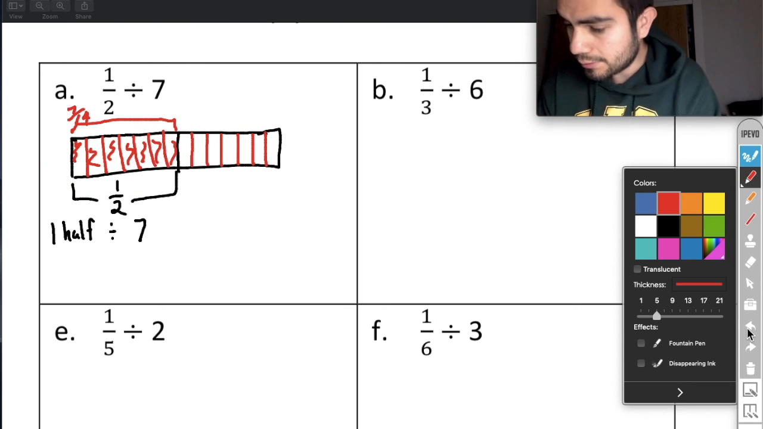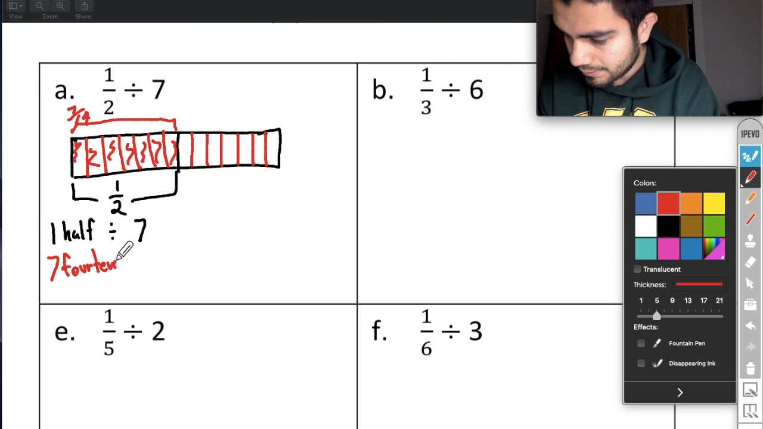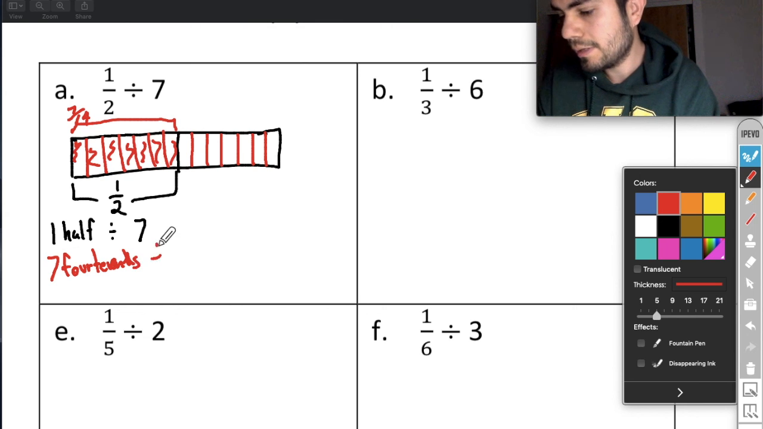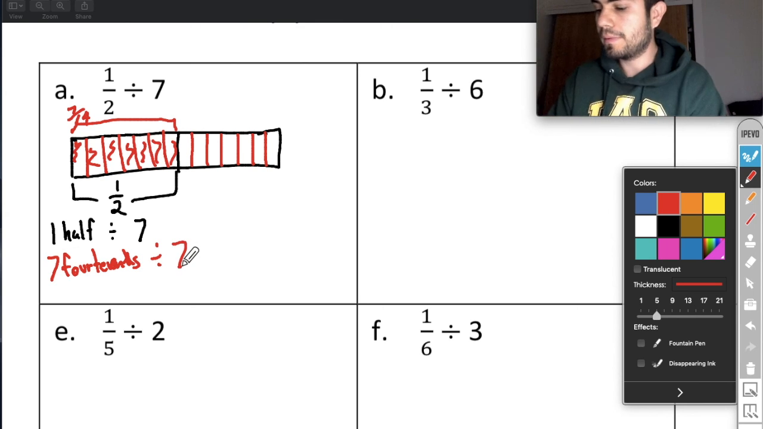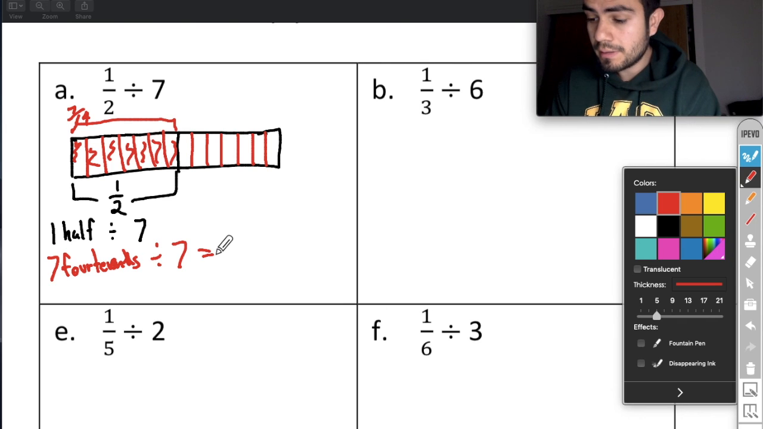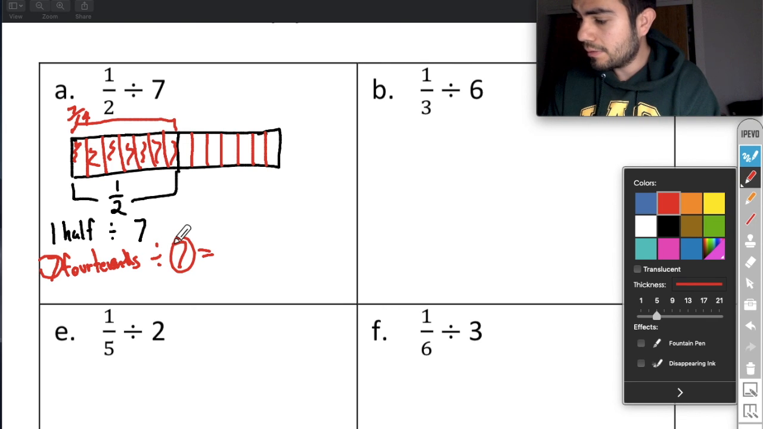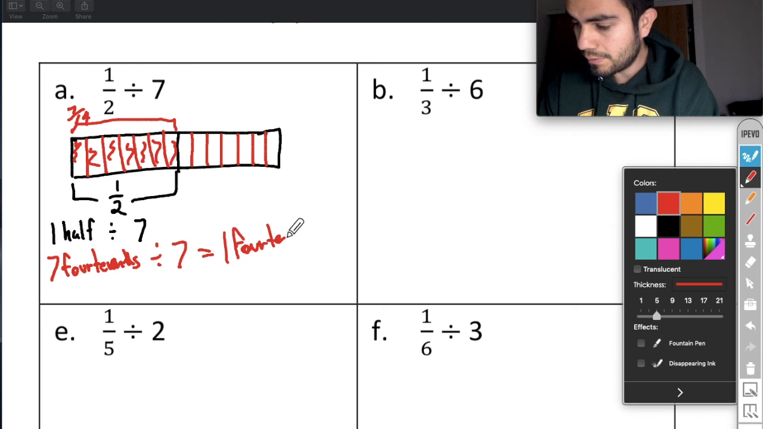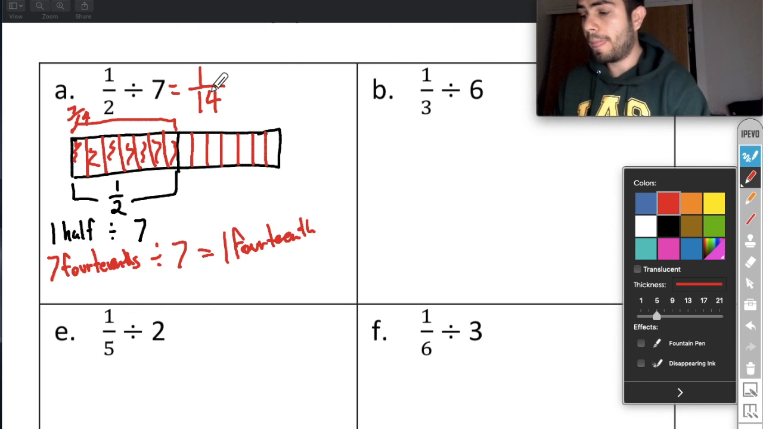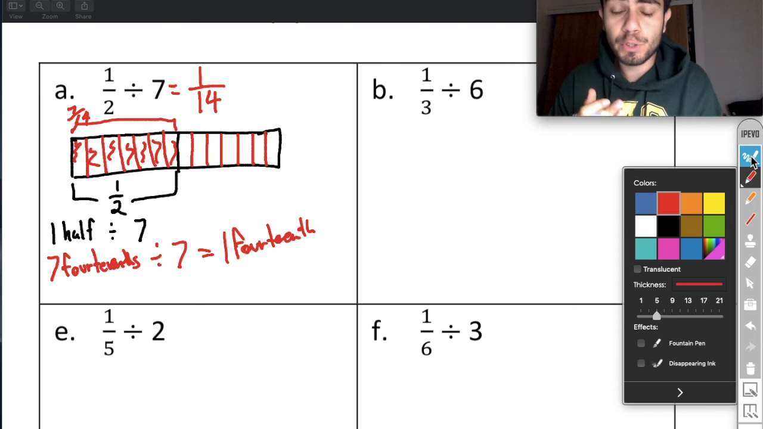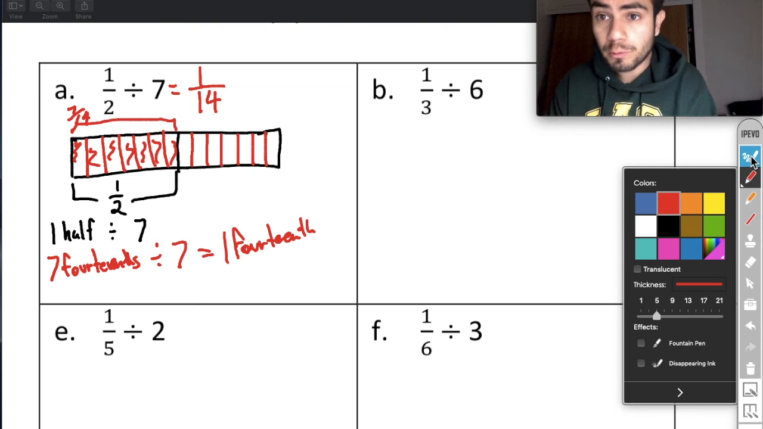So that means that this turned into 7/14 divided by 7. Okay, so 7 divided by this 7 will give us simply 1/14, which is written as 1/14. And then the problem is asking for you to check your answer by multiplying.